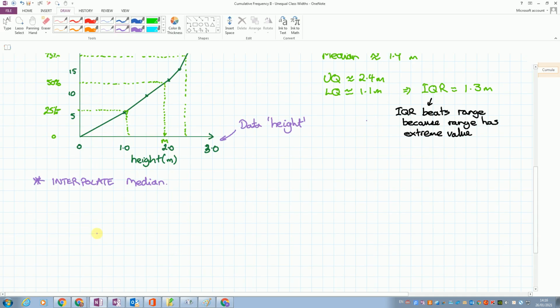So I'm going to go through interpolating the median, and it's to do with interpreting graphs and line segments. So it really is working by you assuming this is a straight line. Okay, so to interpolate the median, first of all, we find which group it is in.